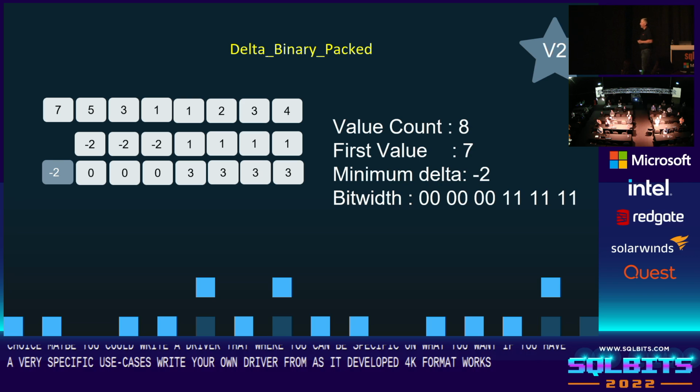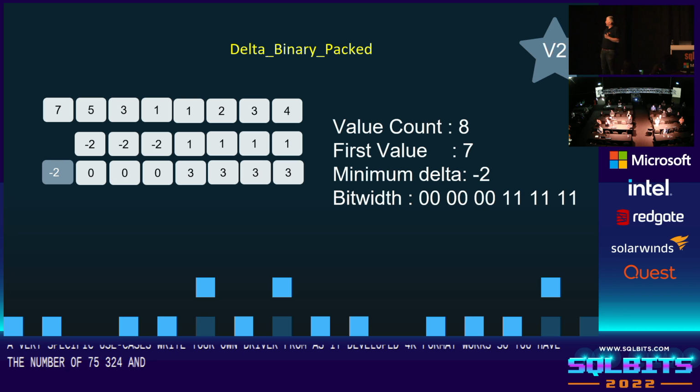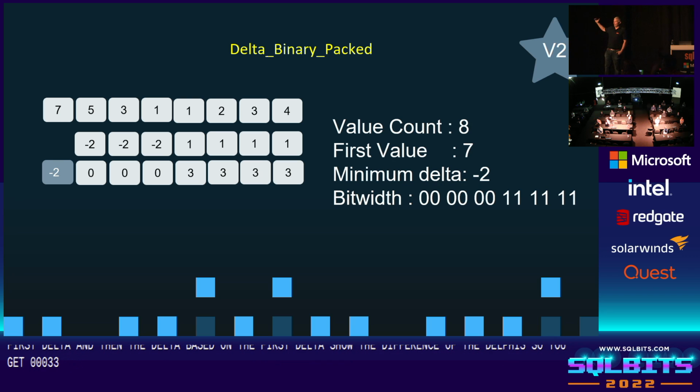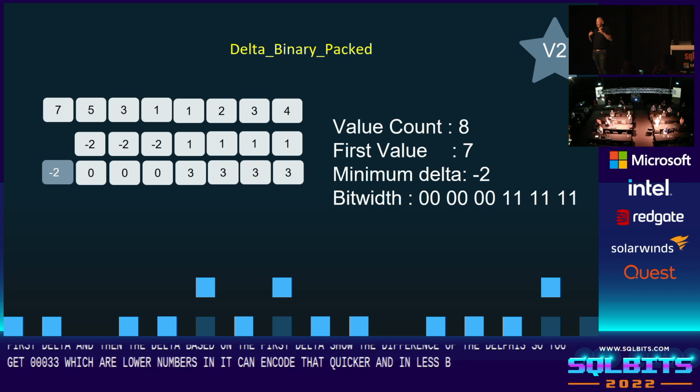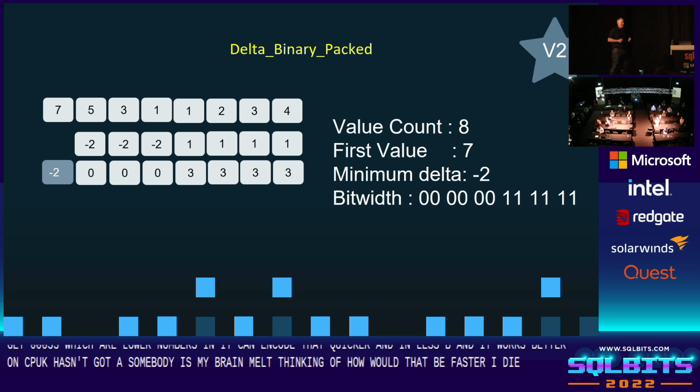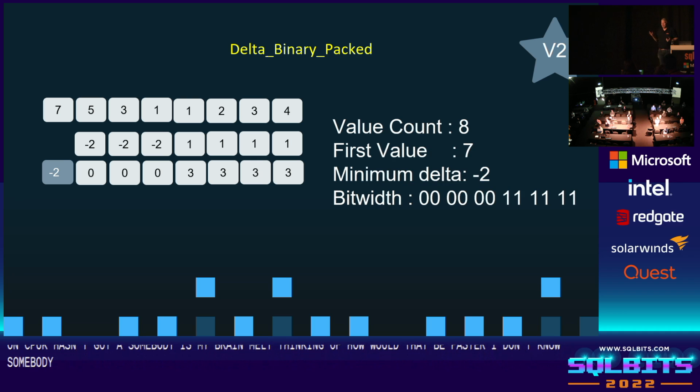Here's an interesting one. So you have the numbers 7, 5, 3, 1, 1, 2, 3, 4. And what it does, it stores the delta, so -2, -2, -2, 1, 1, 1, 1, and then stores the first delta, and then the deltas based on the first delta, so the difference of the deltas. So you get 0, 0, 0, 3, 3, 3, 3, which are lower numbers, and it can encode that quicker and in less bytes. And it works better on CPU caches and whatnot. My brain melts thinking of how would that be faster, I don't know. But somebody's thought that this would be a lot faster.